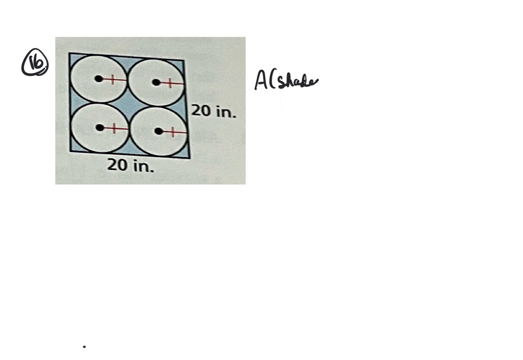So to calculate the area of the shaded region for number 16, what we have to do is start with the area of the square, because that's the big object. That's the largest object in the picture. And then what we have to do is subtract away 4 areas of circles. We have to remove the 4 circular areas. All right, so we're going to do it as a subtraction problem. Okay, so area of the square, and then minus the area of the 4 circles.